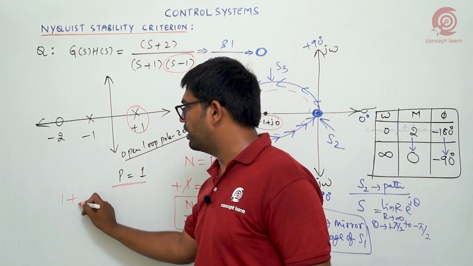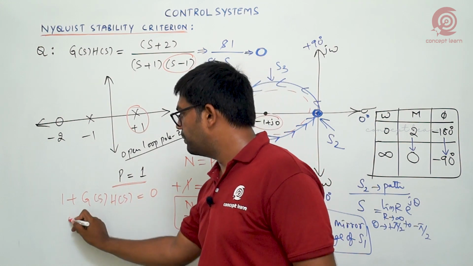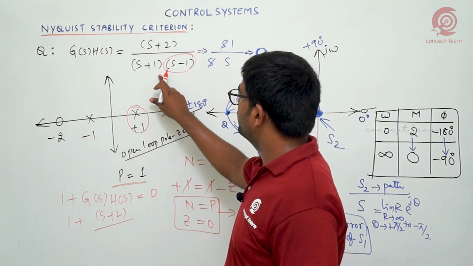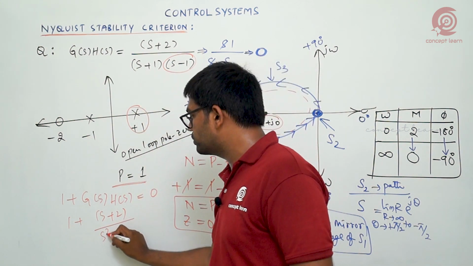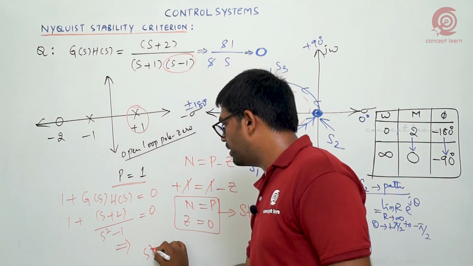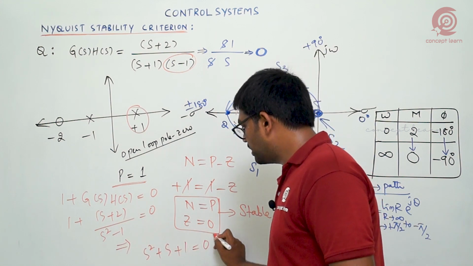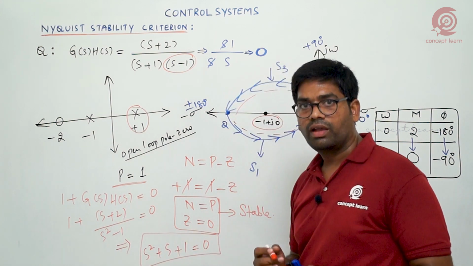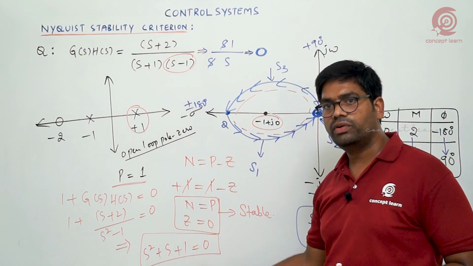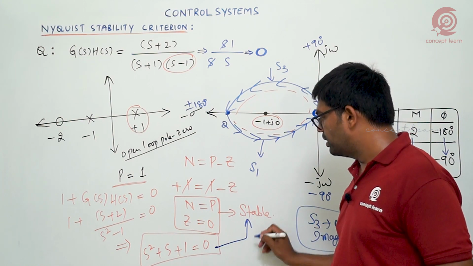If you follow the Routh stability criterion, what will happen here? Construct the characteristic equation 1 plus G(s)H(s) is equal to 0, means 1 plus (s plus 2) by (s plus 1)(s minus 1), which means we write s square minus 1 is equal to 0. Simplify this equation: s square plus s minus 1 plus 2, means plus 1. This is the characteristic equation. All the coefficients are greater than 0 only. So directly with this also you can say that the system is stable.